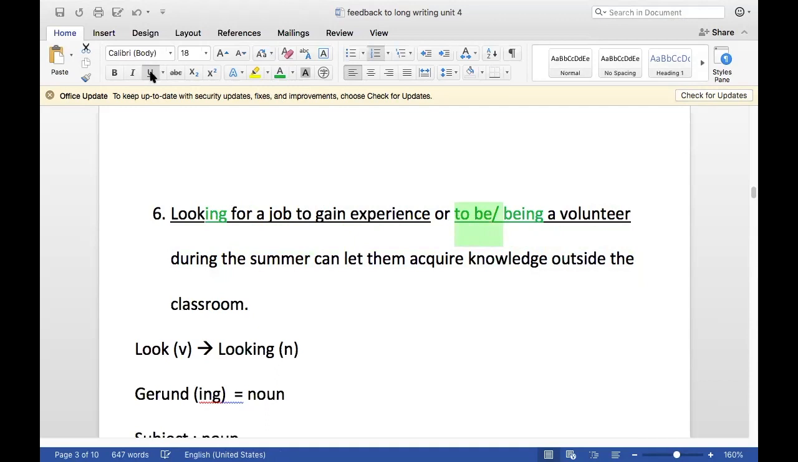We can say to be, okay? And then the verb is here, let, okay? Can let them acquire knowledge. But I would use help. Okay, help is a much better word. Can help them acquire knowledge.